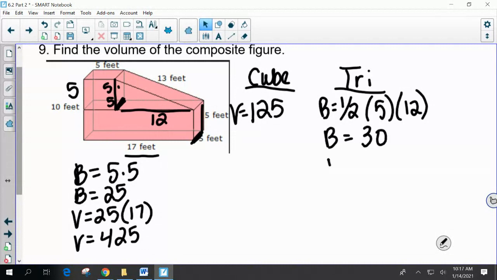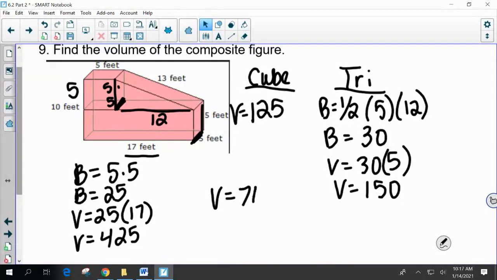And then I have to take 30 times 5. 150. Okay. So then last but not least, what do I have to do with all of these? Add everything up. And I'm gonna get 700 feet cubed. That was easy.